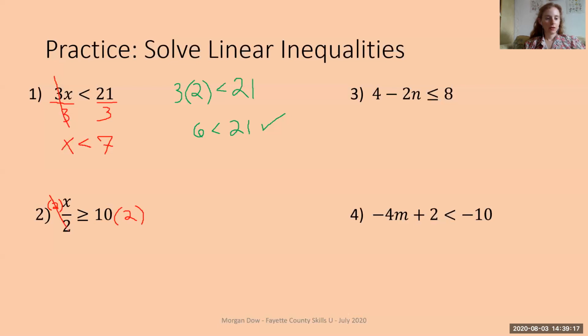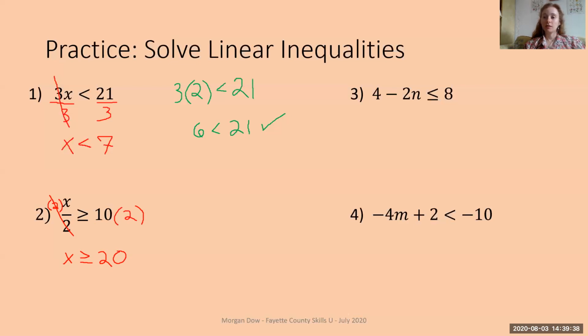The 2's over here will cancel each other out. I'm going to bring down my symbol. Over here on the left side, all that's remaining is the x. And over here on the right side, we've got 20. So our solution to this inequality is x is greater than or equal to 20.